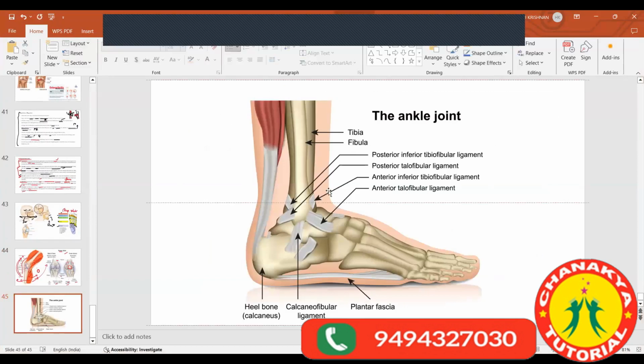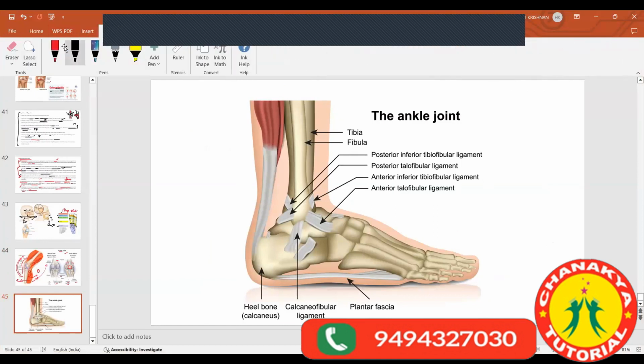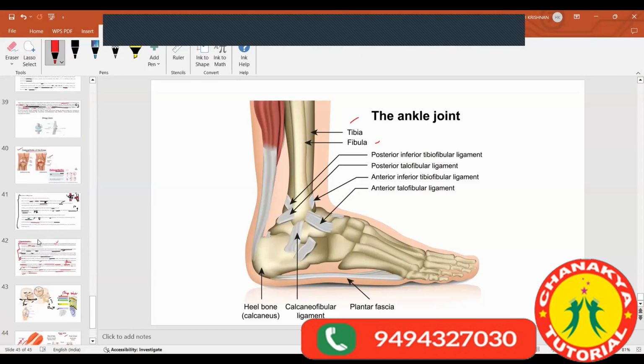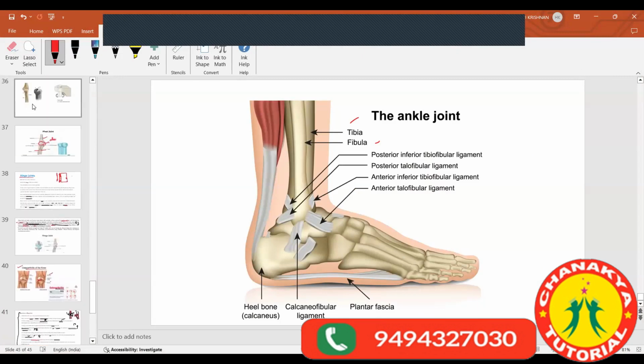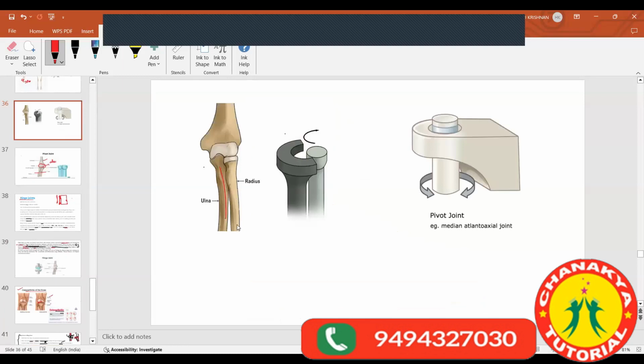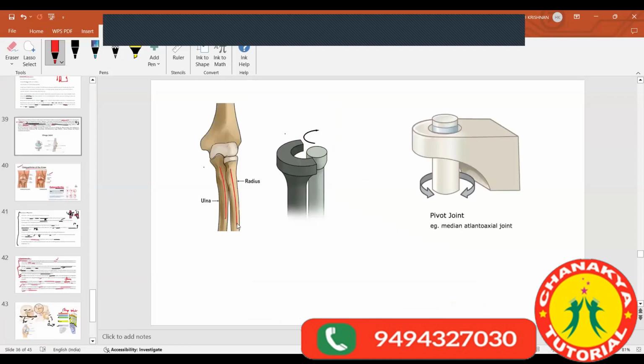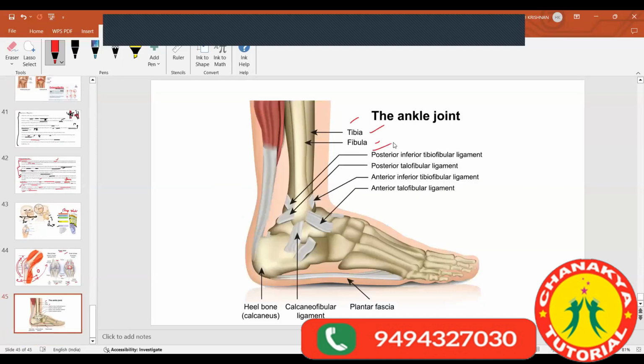Now getting an idea? Yes, ma'am. See, this is the ankle joint. So we have tibia and fibula. We know already, we saw that tibia and fibula are the lower part. So here we have the tibia, the same tibia extension here. Then the fibula. Like we have radius and ulna in the hand, no? Do you remember radius and ulna together? Two bones. Like that, we have tibia and fibula in the leg also. You remember like that. Okay.